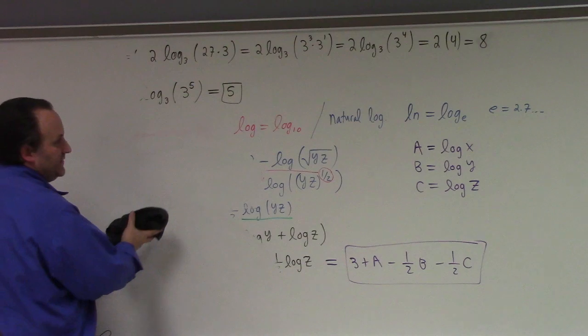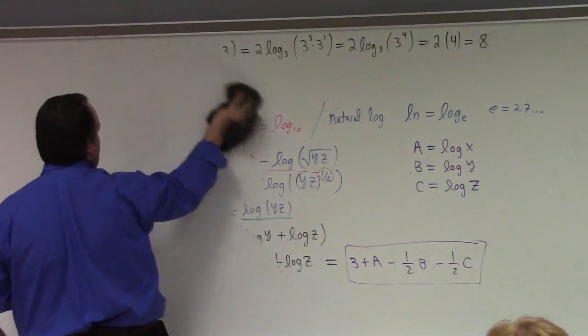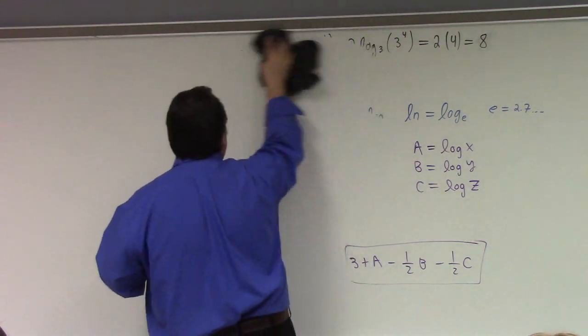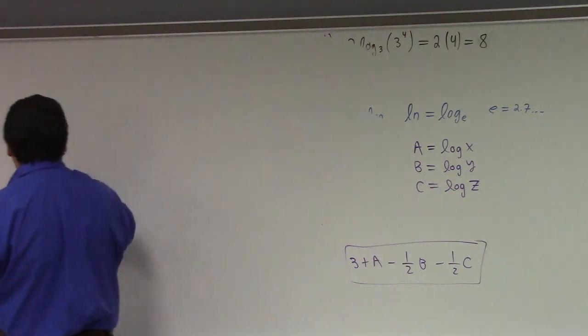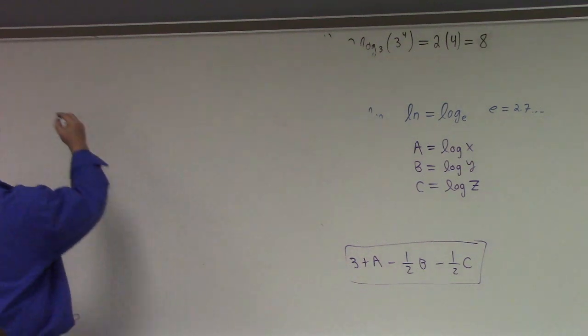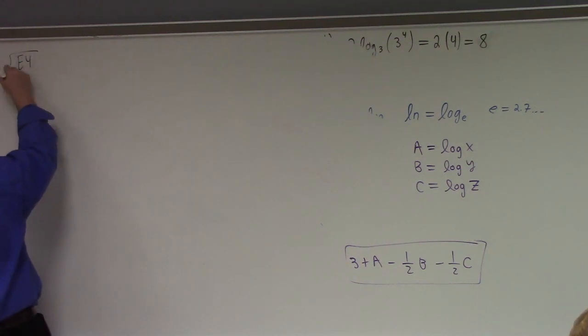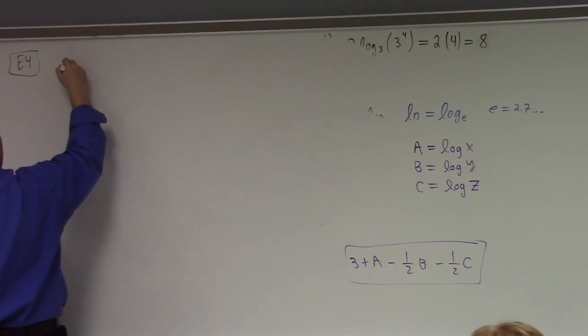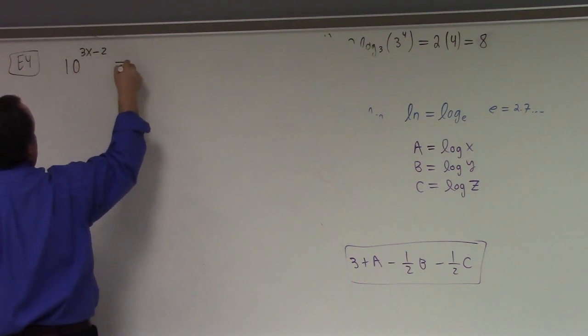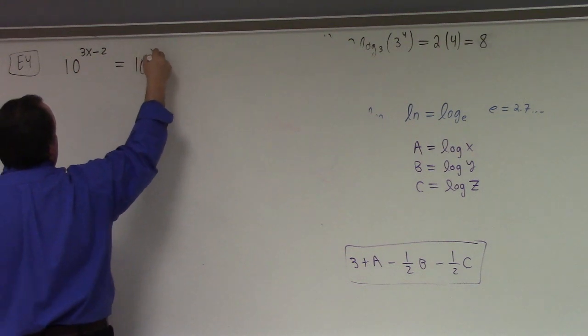I'm going to start my example 4 here with a problem that we could have solved last class, but I'm going to solve it in a new way to emphasize the technology that we now have in hand. So example 4, suppose you want to solve, let's say, 10 to the 3x minus 2 is equal to 10 to the x squared.